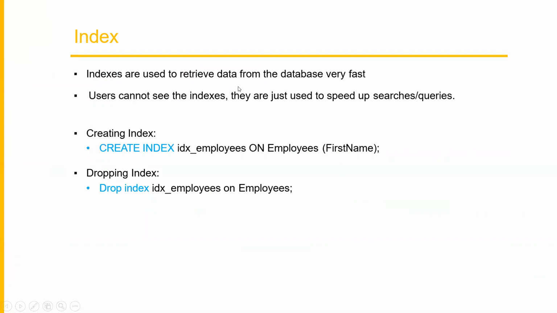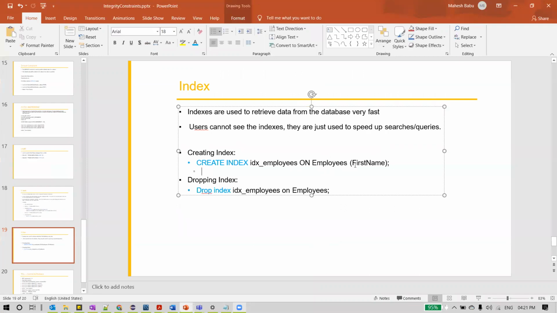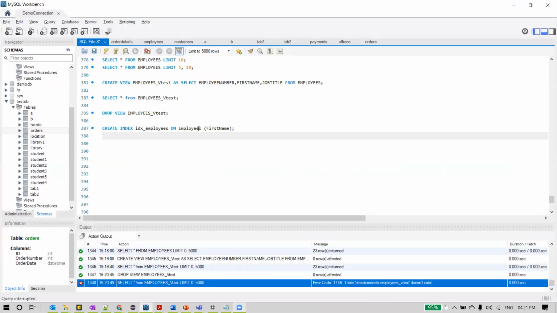Users cannot see these indexes. They are just used to speed up the searches. So you can't actually view it when you are querying it, but it is done internally when we create an index on a particular column. Say for example, if I wanted to create an index on some particular column called first name on my employees table, this is how we can create the index.